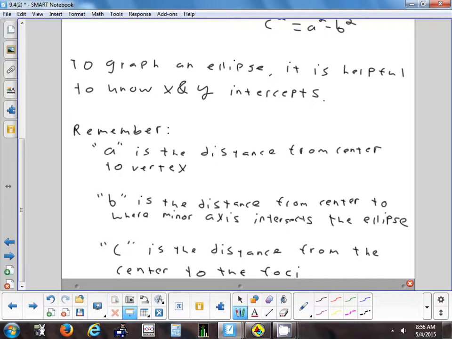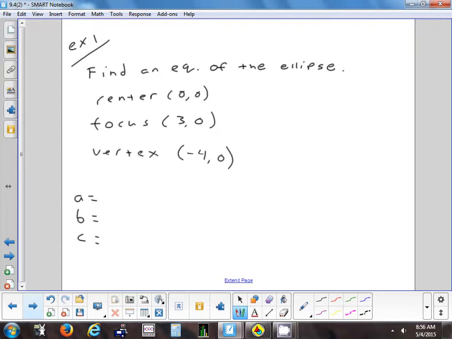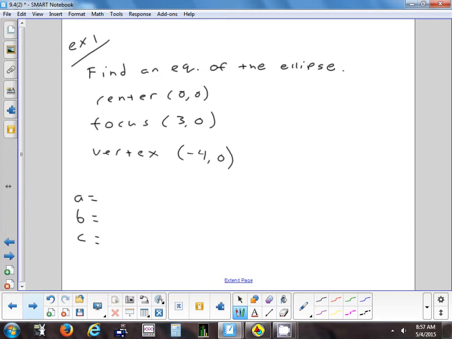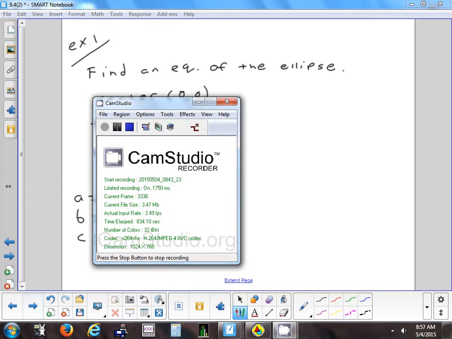All right, so let's take a look at this problem. Your center is 0, 0. Your focus is 3, 0. Your vertex is negative 4, 0. They want you to find the equation. For this problem, you can assume the equation is going to be just like the form right here. But we don't always know which way the major axis is going to run, and I'll show you how you can graph these points and figure that out.